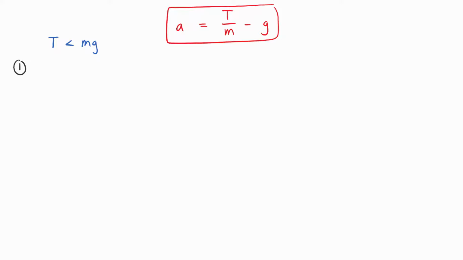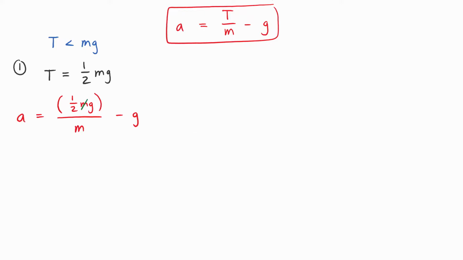So let's take tension is half the weight. Half the weight is less than the weight. So let's see what happens if we plug in for the tension in this expression. If we plug in for tension, half mg divided by m, minus g. Let's see if we get the predicted negative acceleration.